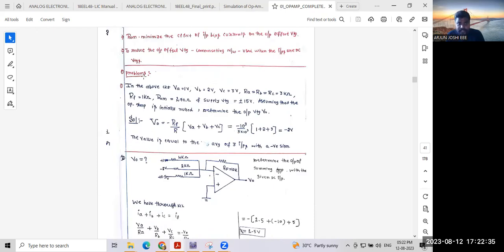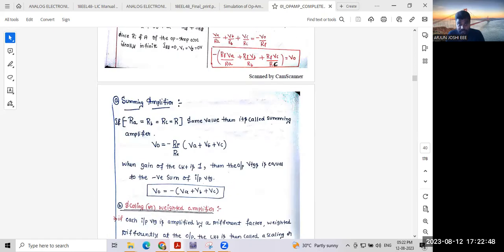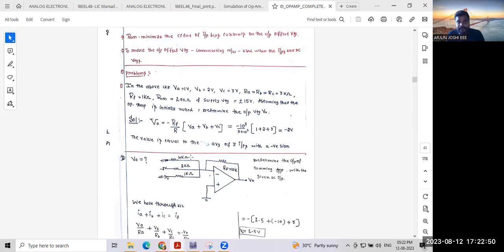Okay, take down this example. In the above circuit diagram, VA equal to 1 volt, VB equal to 2 volts, VC equal to 3 volts, and RA equal to RB equal to RC, so all 3 resistor values are the same. So we need to consider this equation. Now RF equal to 1 kilo ohm, and ROM is equal to 270. You can neglect this ROM. The supply voltage is 15 volts. Determine the output voltage.